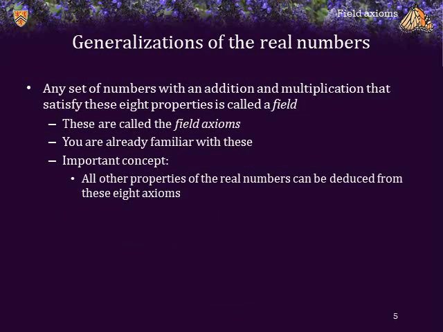Now, any set of numbers where we've defined an addition and a multiplication that satisfy all of these properties is said to be a field. So these are therefore called the field axioms, and you're familiar with these. You've used these often since elementary school. 0 plus 3 is equal to 3. 7 times 1 is equal to 7. An important concept, however, is that all the other properties of real numbers that you're familiar with can actually be deduced using only these 8 axioms.